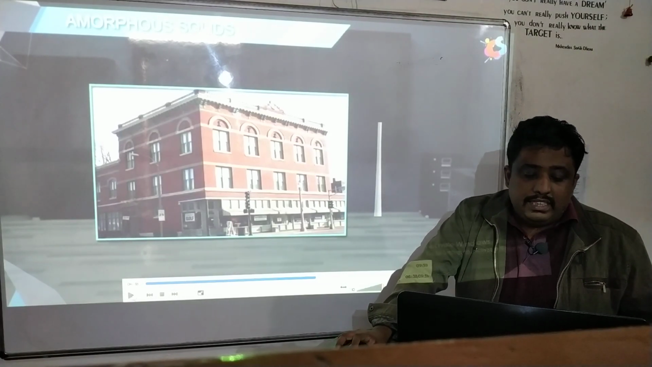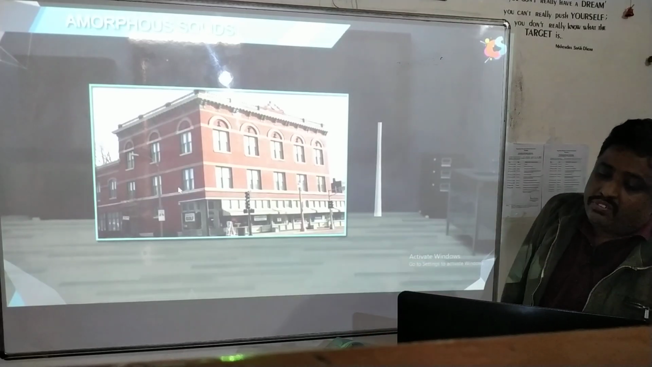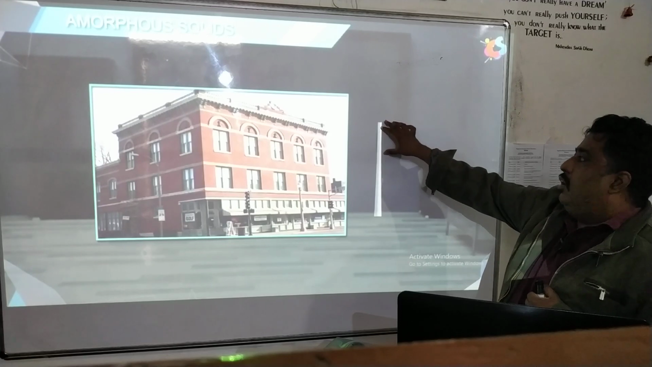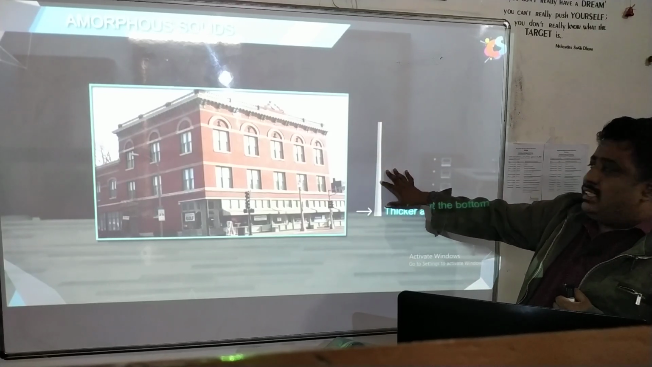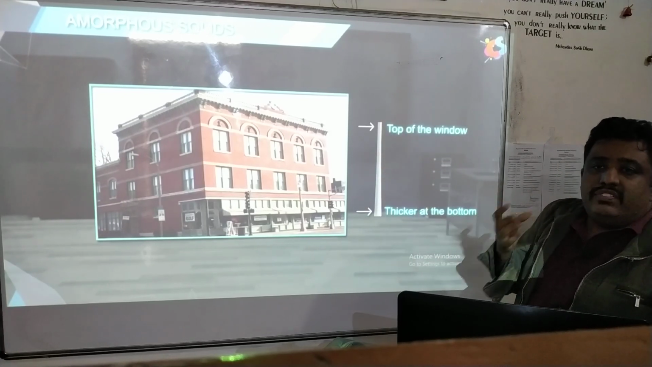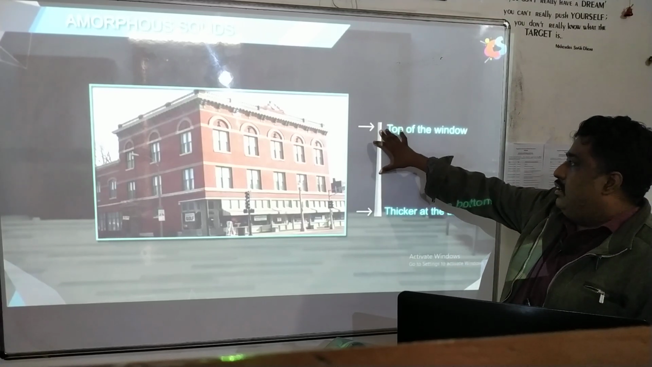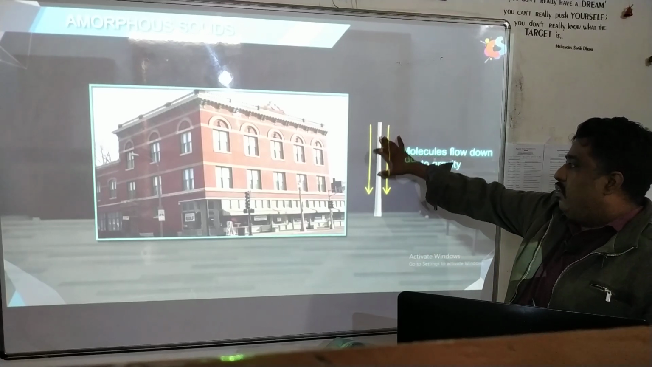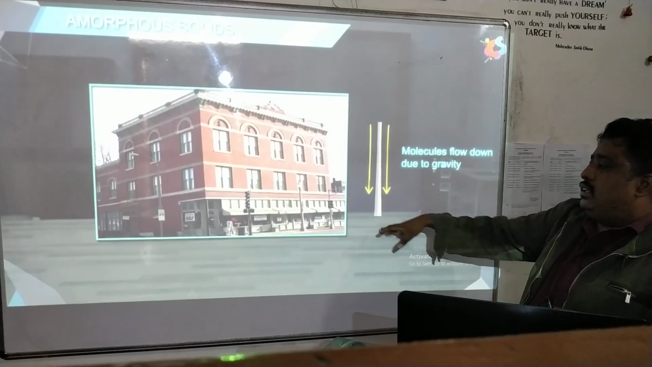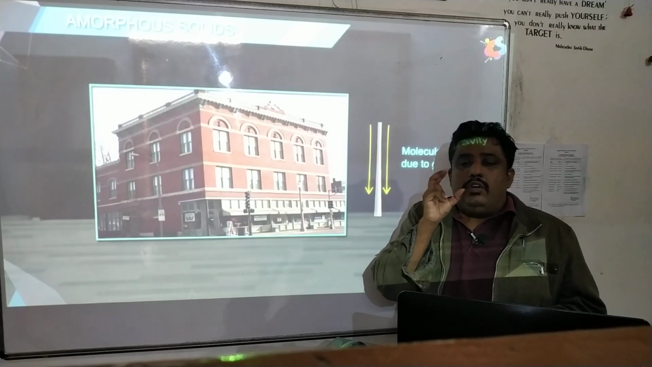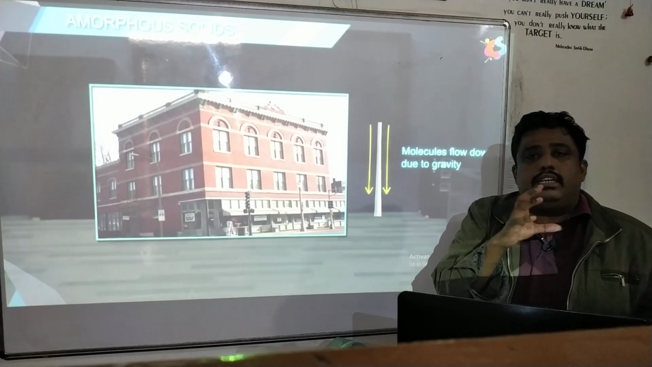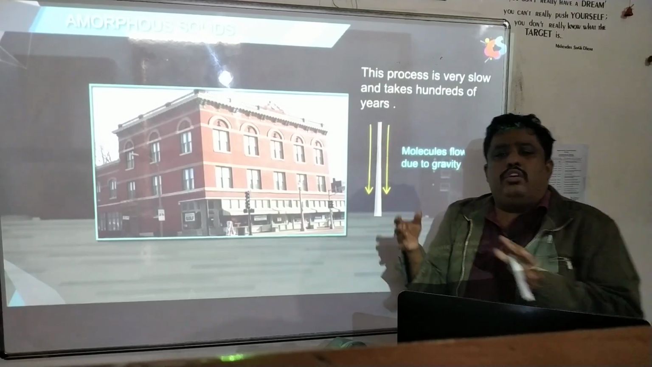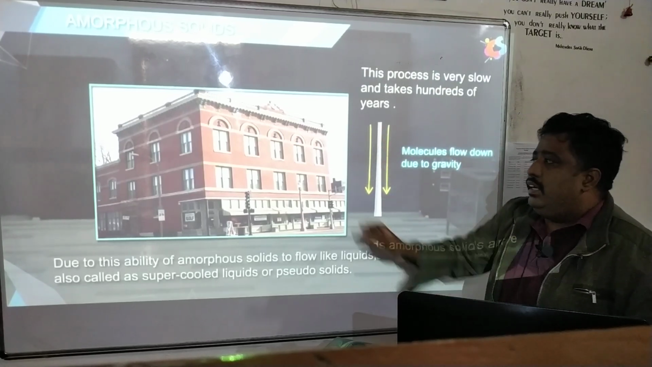The scientific reason is simple, and it is because of gravity. Glass is an amorphous solid, and as it melts due to gravity, it piles up. Molecules start flowing from top to bottom, and as a result, the bottom part gets thicker. That takes a lot of years. This process is very slow.